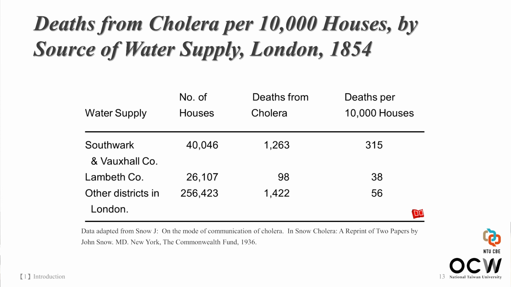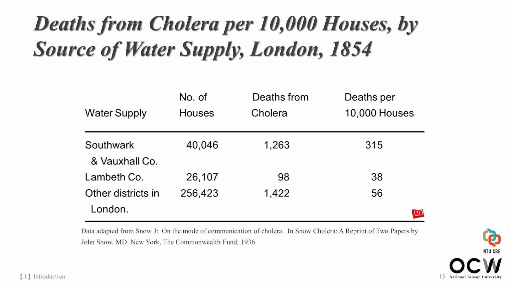But no matter how, if we do a simple calculation, we find out that for the households whose water supply were given by Southwark and Vauxhall, they are 2 companies, but they combined as one, the death per 100,000 households is as high as 315. For the other company called Lambeth, all of them are now the names of boroughs in South London, you can find out that the death per 100,000 households was 38, which is almost 1/10.